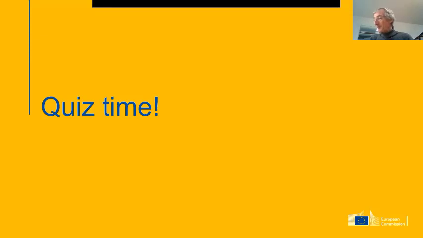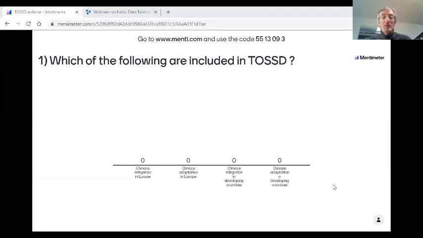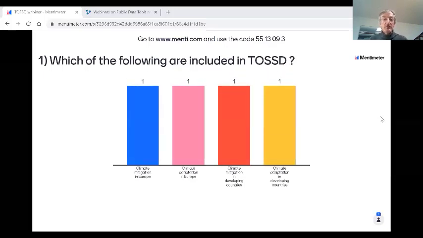Quiz time. So to make sure that this first flow of information has been well understood, we now have three multiple choice questions, and I will clarify at once there may be more than one correct answer for each question. So first question, which of the following are included in TOSSD? We have climate mitigation in Europe, climate adaptation in Europe, climate mitigation in developing countries, or climate adaptation in developing countries.